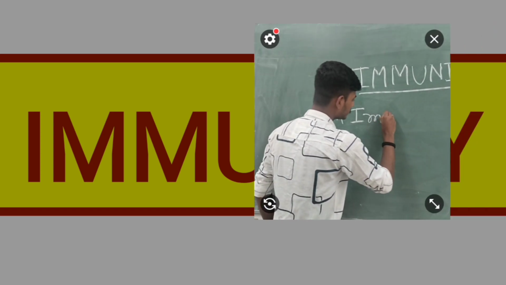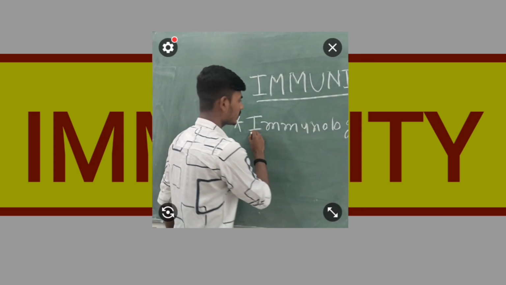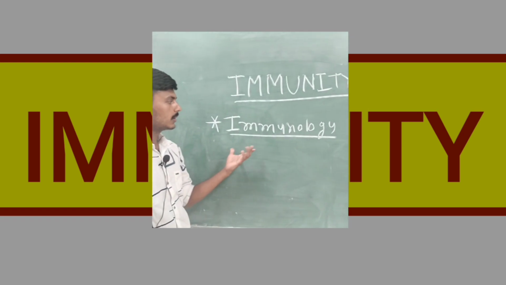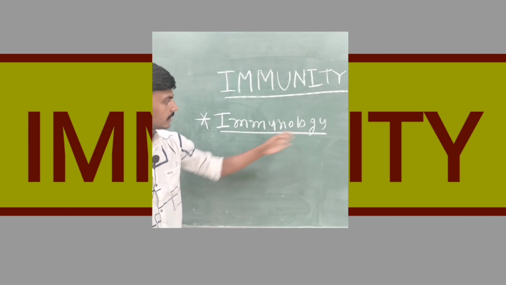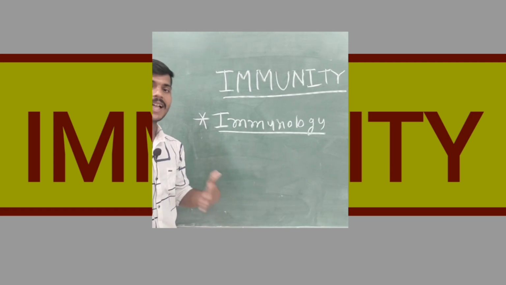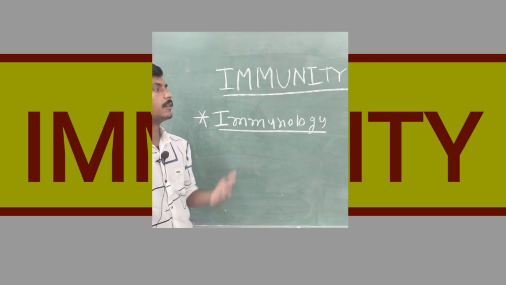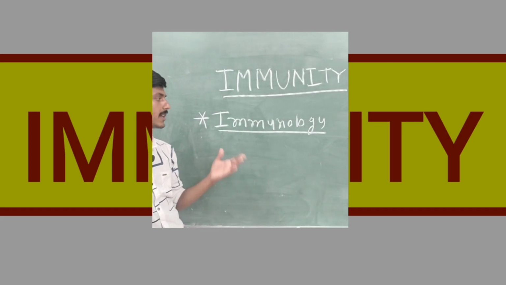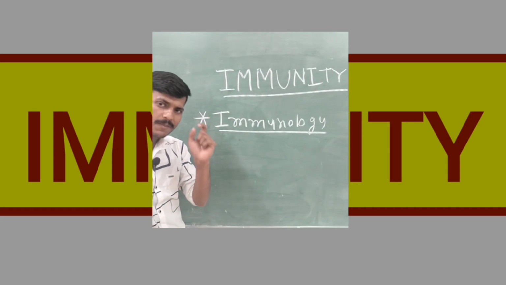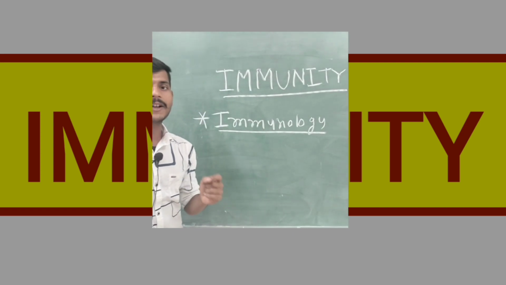Immunology. If you want the literal meaning, you can break this word into two parts: immune and logy. Immune means something which resists external agents from coming into the body and showing their phenomenon, and logy is study. So basically immunology is a branch of medicine, or more specifically, a branch of infectology.